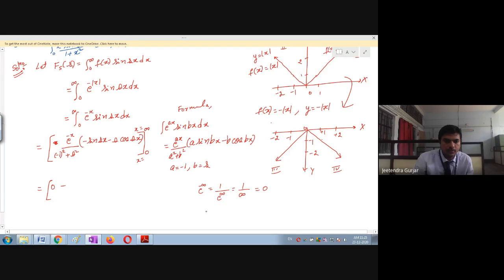Now you can see e raised to minus 0 is nothing but e raised to 0. So e raised to 0 is nothing but, yes. And anybody tell me what is e raised to 0? Yes, this is equal to 1. So I'll just take this as 1 divided by minus 1 square plus s square.